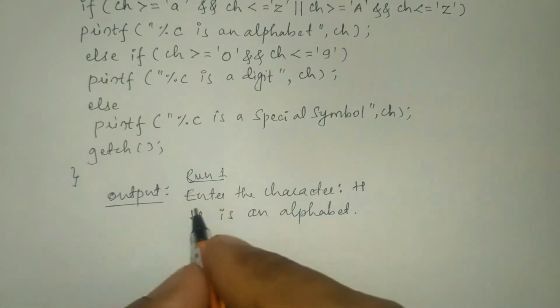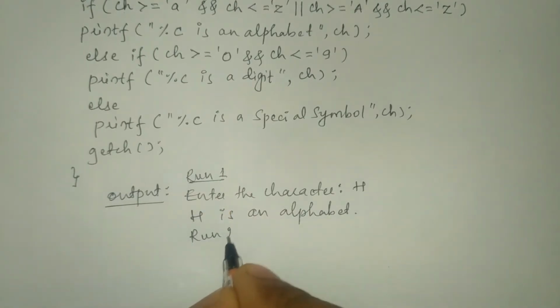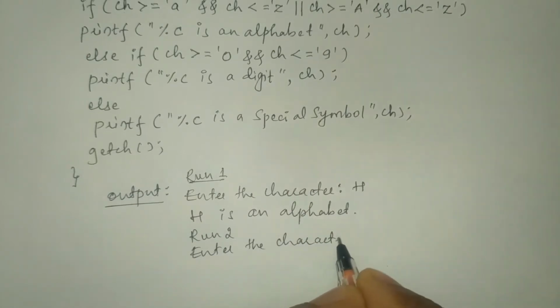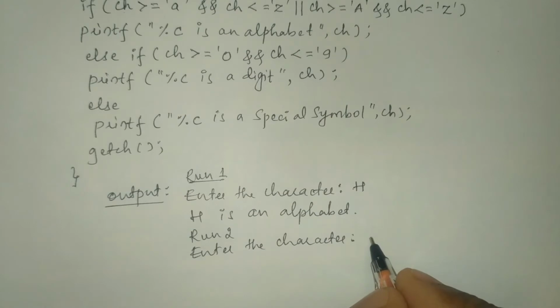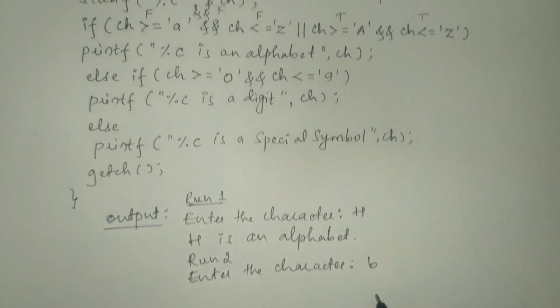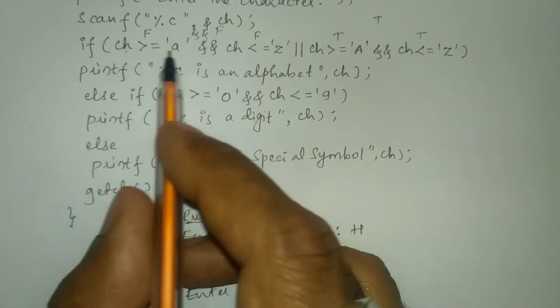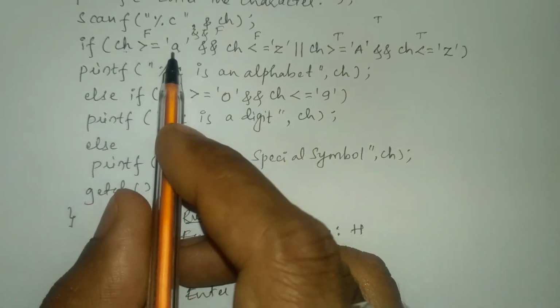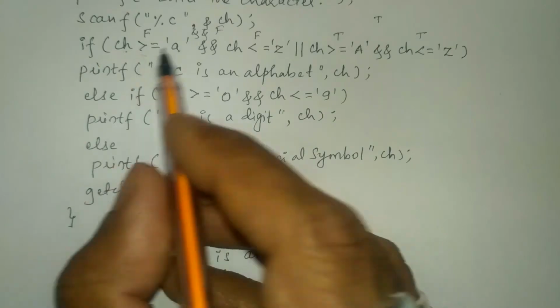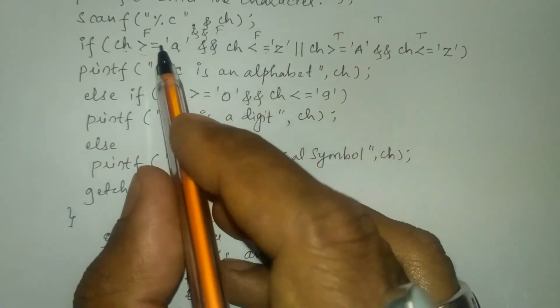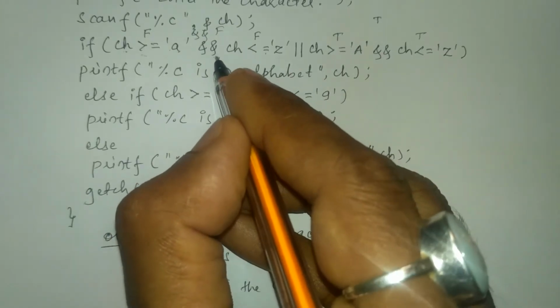Similarly, I'm going to run this program once again, the second time. Again it will ask the user to enter the character. Now I'm going to write, for example, lowercase letter b. So what will happen in this condition? Here this is true. CH is greater than or equal to a because b is greater than or equal to lowercase letter a. This is true and this is also true. True and true is what? It is resulting in a true value.